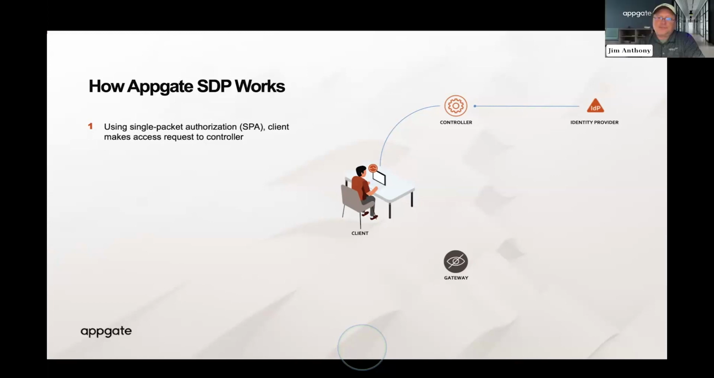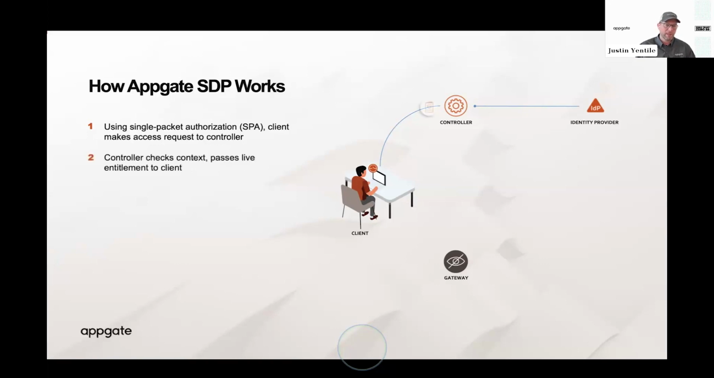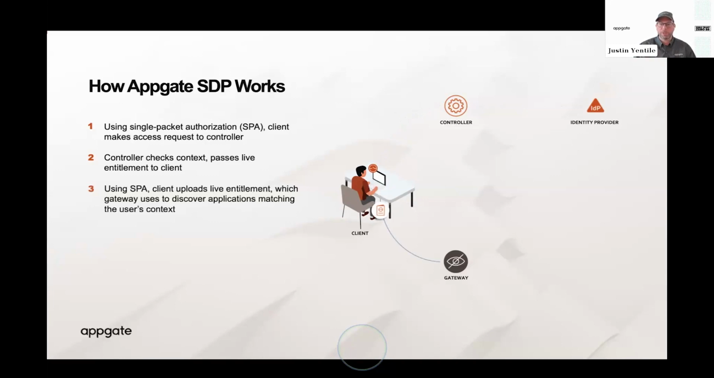Okay, after evaluating all that information against the policies defined, the controller will hand back to the client a set of tokens called live entitlements. Those are going to give the client some instructions on what resources the user is allowed to access and information about the gateways that protect them. Again, using SPA, the client then establishes a connection to the relevant gateways and uploads that live entitlement token, which the gateway will then use to make a determination on which resources the user is allowed to access.